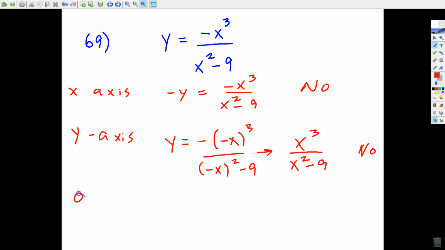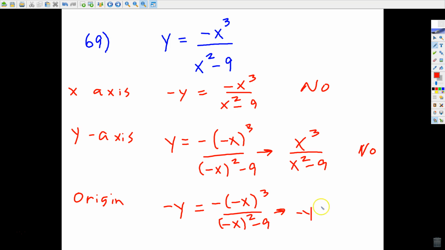Okay, well, once again, let's test origin symmetry. This time I'm going to replace both. All right, so negative y is equal to, again, we've already shown how this is going to be positive x cubed, x squared minus 9.